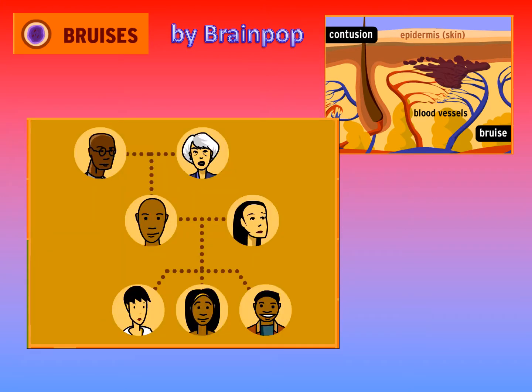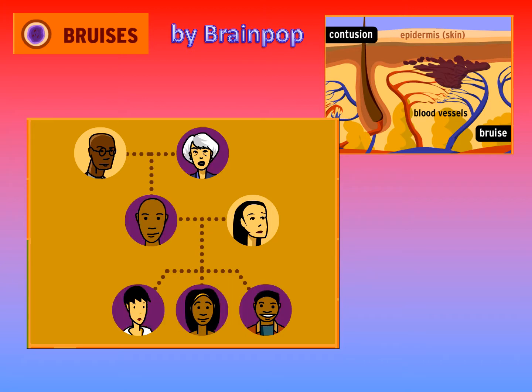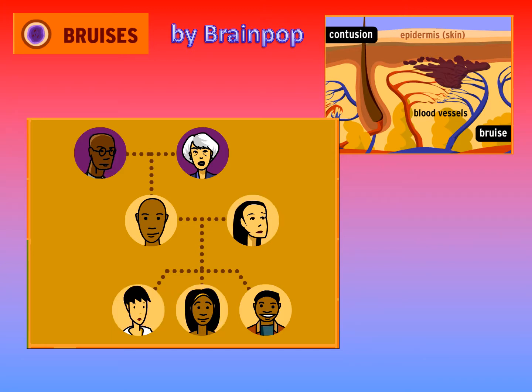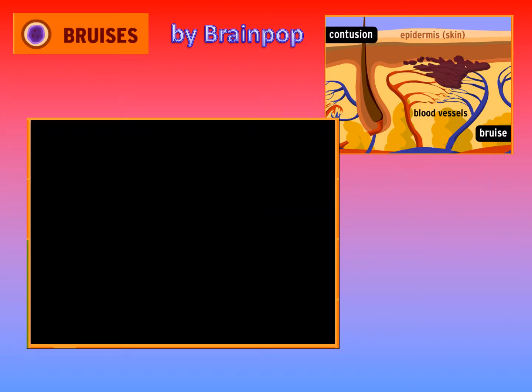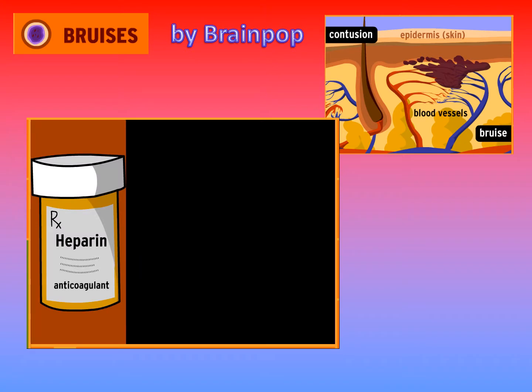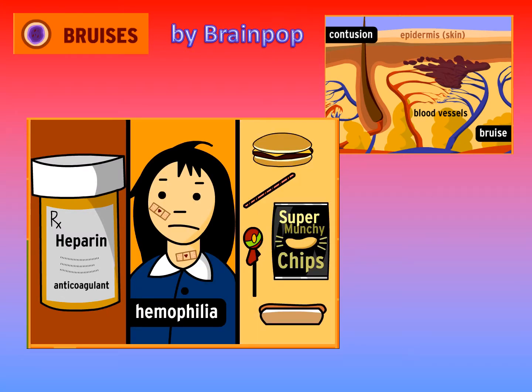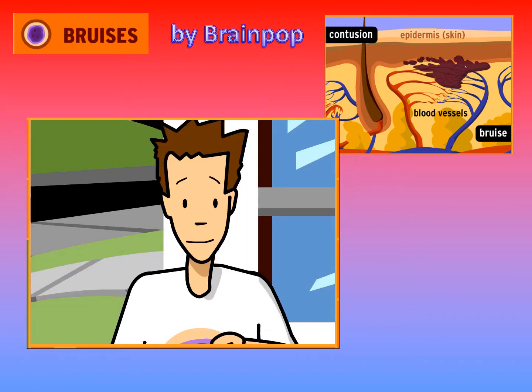For one thing, bruising sometimes runs in families. And women usually bruise more easily than men. Older adults bruise pretty easily because there's less fat under their skin to offer protection. Certain medical conditions can also cause frequent bruising, like taking medicines that thin your blood, diseases like hemophilia, or a diet lacking vitamin C and K. But most bruises are nothing to worry about.